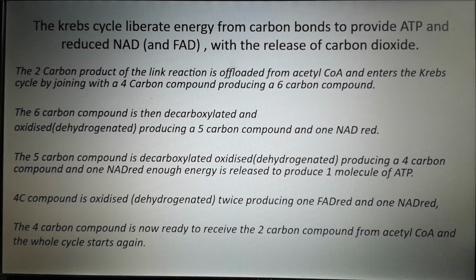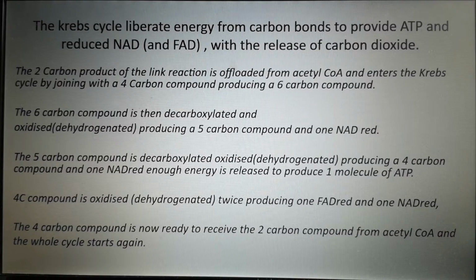The 2-carbon compound then joins the Krebs cycle, and when it joins, it actually joins to a 4-carbon compound, which produces obviously a 6-carbon compound. Really simple math there: 2-carbon compound, add a 4-carbon compound, get a 6-carbon compound. So now we're in the Krebs cycle. The 6-carbon compound is decarboxylated, a carbon is removed, and it's oxidized or dehydrogenated to produce 1 molecule of reduced NAD. So now we've got a 5-carbon compound.